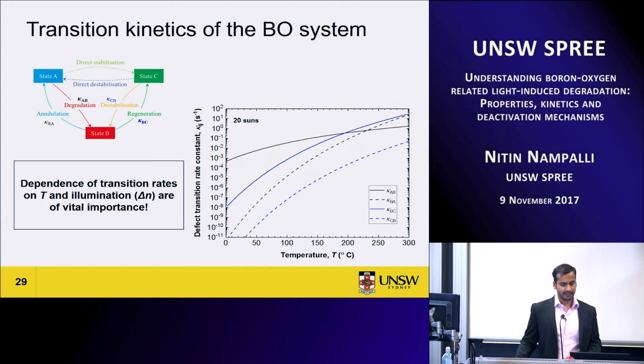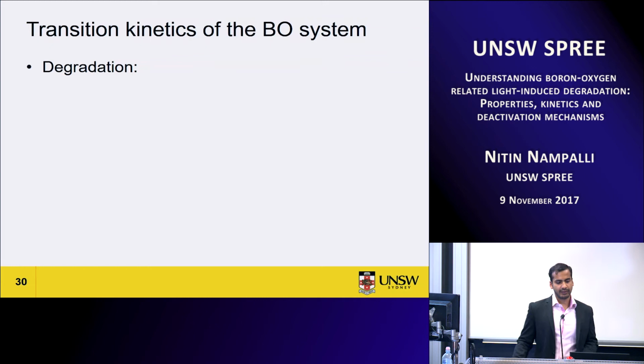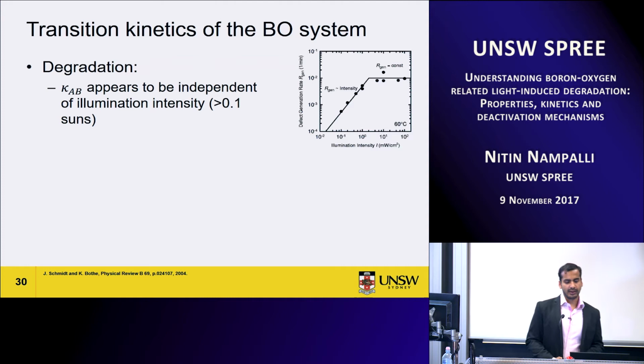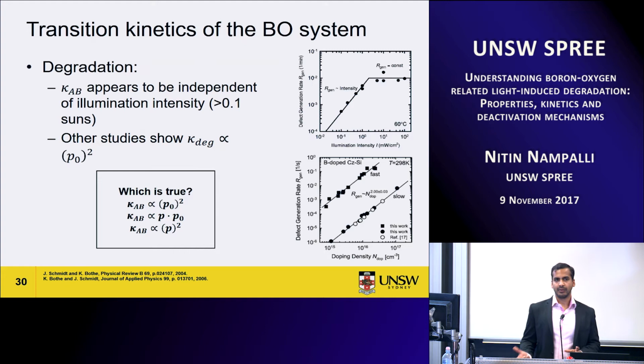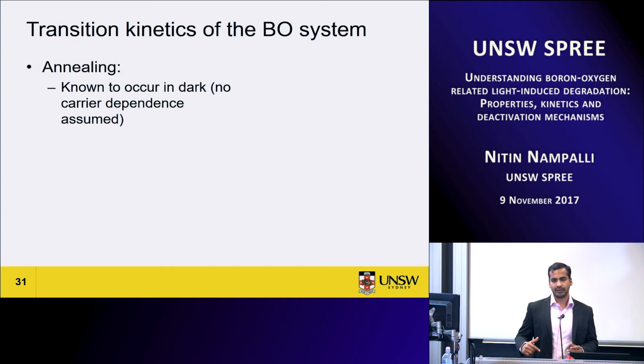In particular, I'll be looking at two reactions, degradation firstly. Some early studies from the 2000s showed that the degradation rate is not really dependent on the illumination level above about 0.1 suns. However, other studies from around the same time showed a strong dependence of the degradation rate on the doping density, which is related to the equilibrium hole concentration. So there's a mismatch here in terms of what the carrier dependence is. I'll be testing whether the degradation rate is a function of just the equilibrium hole concentration or the total hole concentration. And likewise for annealing, which is the reaction from state B to state A.